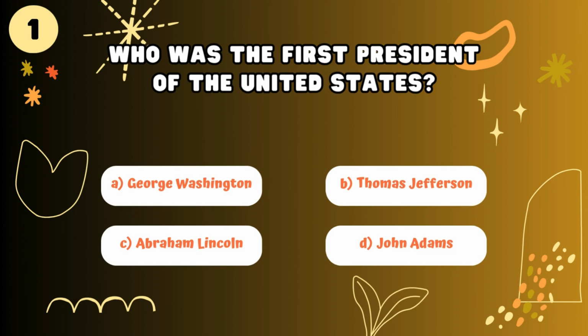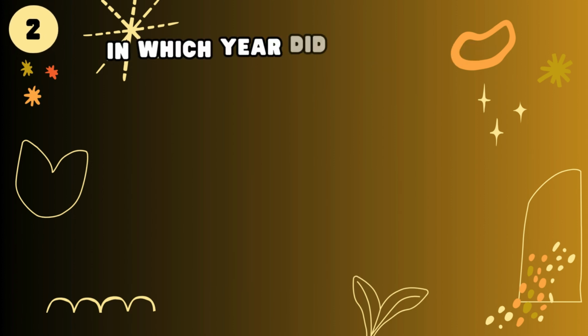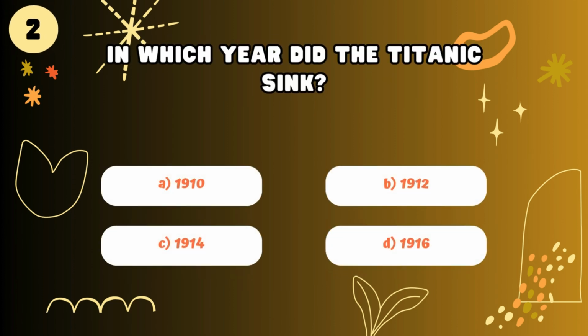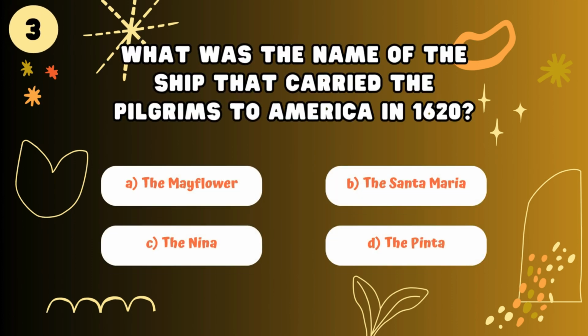George Washington, Thomas Jefferson, Abraham Lincoln, John Adams. Answer: George Washington. In which year did the Titanic sink? 1910, 1912, 1914, 1916. Answer: 1912. What was the name of the ship that carried the Pilgrims to America in 1620?